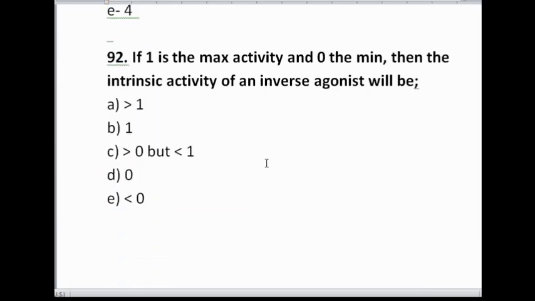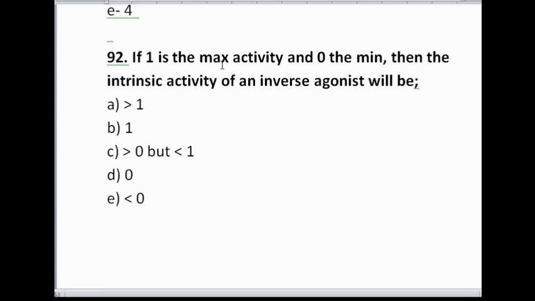Now moving on to the next MCQ of this video. If 1 is the maximum activity and 0 the minimum, then the intrinsic activity of an inverse agonist will be, actually the inverse agonist is a drug that binds to the same receptor as the agonist but induces a pharmacological response that is opposite to that of the agonist.